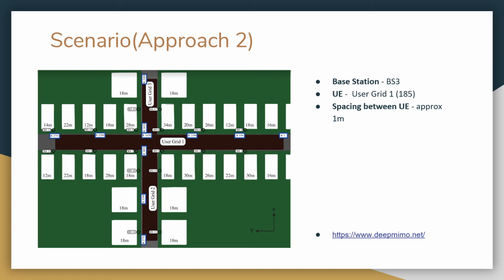The data has been taken from the DeepMIMO dataset, which is available at the link below. We have considered only a single base station, base station 3, as the transmitter. The users between 1000 and 1025 are considered. In the paper, the spacing between the users is 20 cm, but for our setup, we have pre-processed the data a little to make the spacing 1 meter for better comparison. User grid 1 is considered as the receiver, which contains 185 points.